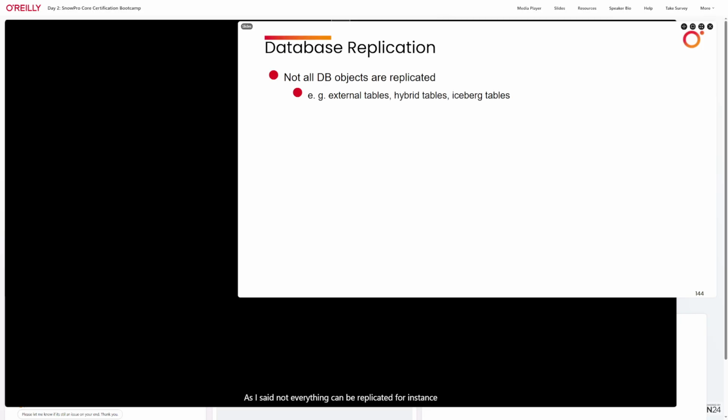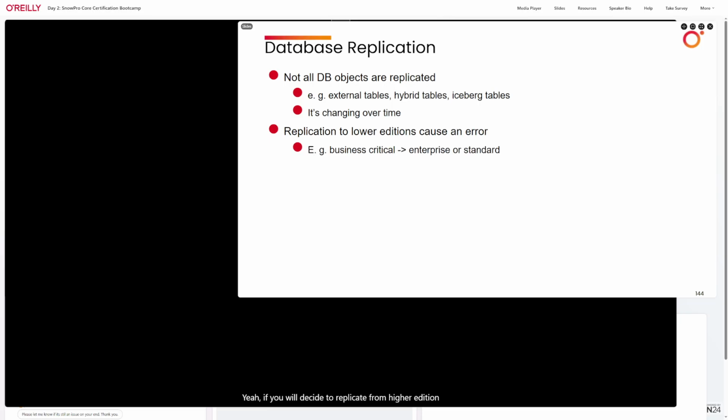As I said, not everything can be replicated. For instance, external tables, hybrid tables, or iceberg tables. But the list of what can and can't be replicated is changing over time. So I always recommend checking it with the docs once you work on that.